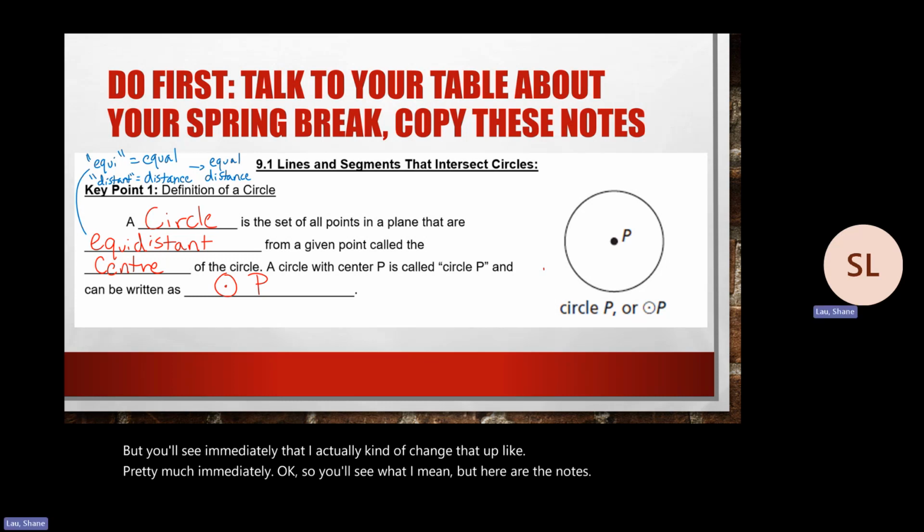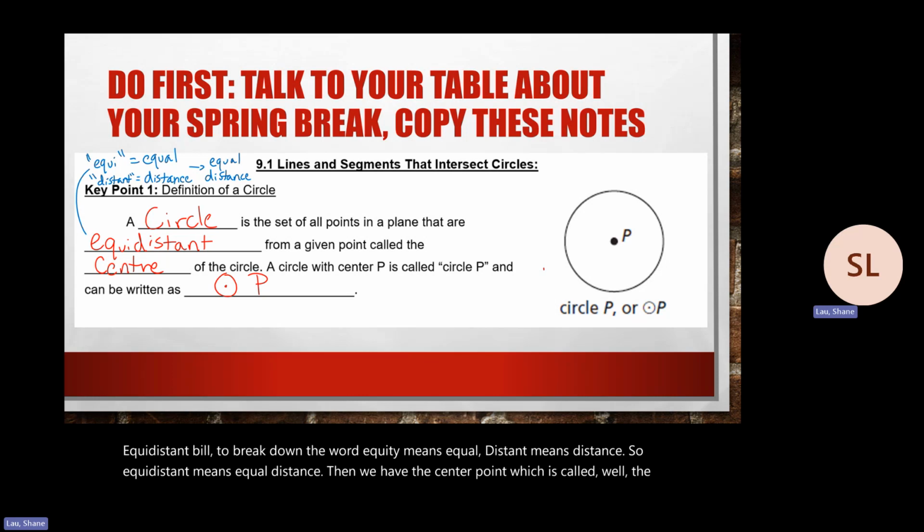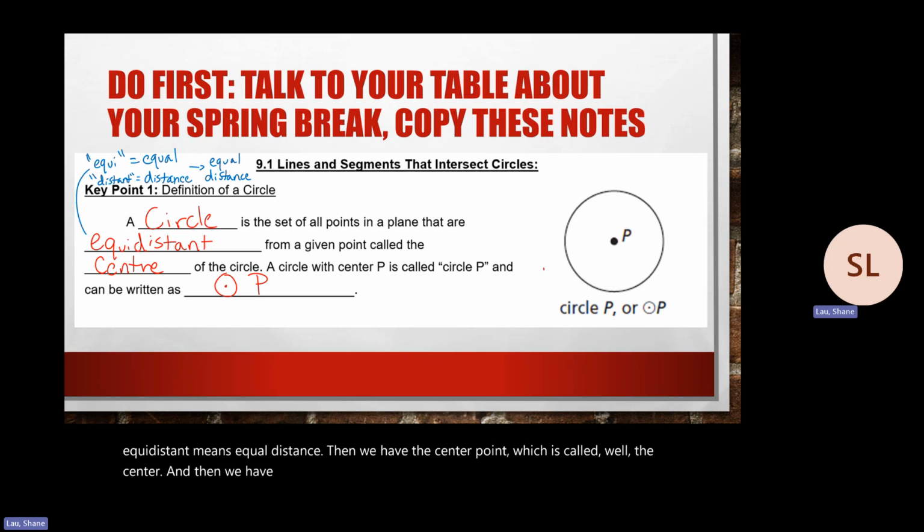Equidistant. To break down that word, equi means equal, distant means distant. So equidistant means equal distance. Then we have the center point, which is called, well, the center. And then we have the notation that we use. We have circle P. It all works the same.